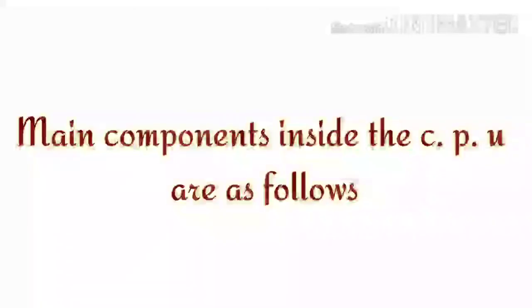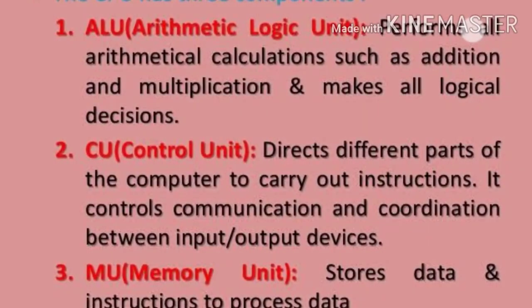Next, the main components inside the CPU are as follows: ALU, arithmetic logic unit, CU, control unit, and third, memory unit, that is MU. First one is arithmetic and logic unit. This part of the CPU performs all the arithmetical operations such as addition, subtraction, multiplication, division on the numerical data as directed by the control unit.